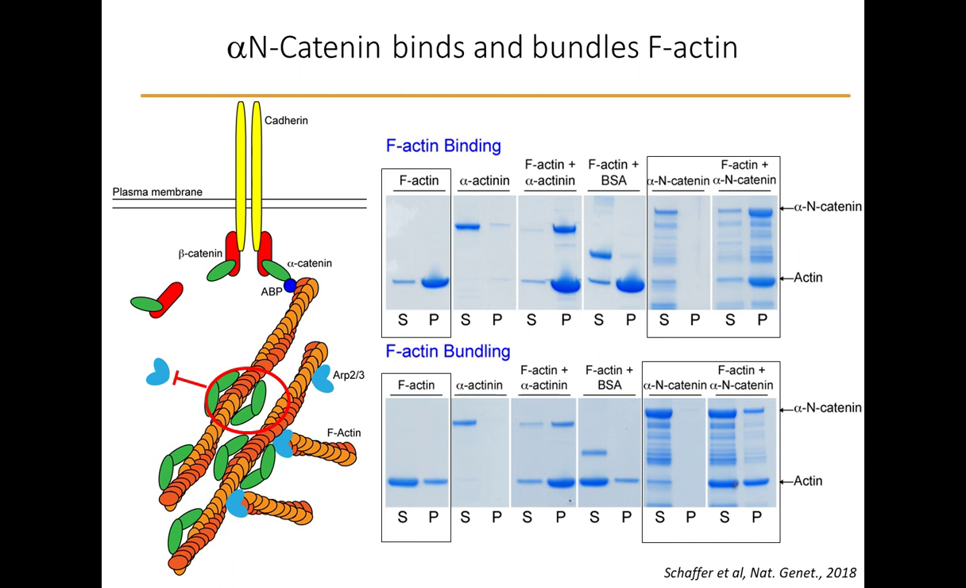Similarly, under a lower speed, F-actin is predominantly found in the supernatant, as is alpha-N-Catenin. When alpha-N-Catenin is added to F-actin, it binds and bundles F-actin to increase the amount of F-actin in the pellet, which now also contains alpha-N-Catenin.